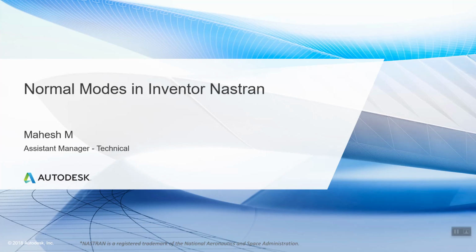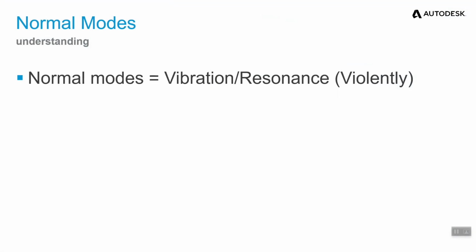So today's topic will be normal modes in Inventor Nastran. So what is normal modes? It's simple. Normal modes gives you a result of when and how a system will resonate or vibrate violently. As simple as that.